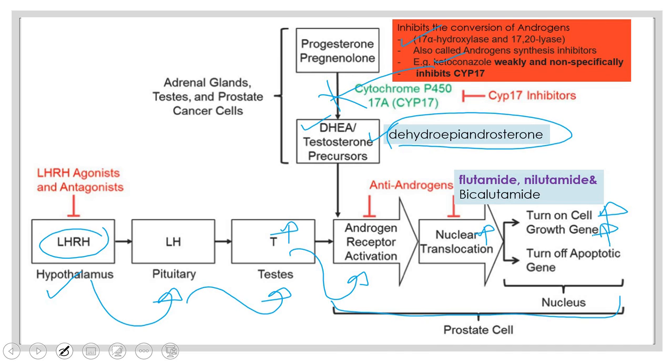So what we have to do is give androgen antagonists or anti-androgen drugs like flutamide, nilutamide and bicalutamide. What will happen? These will attach with the androgen receptors and the activation will be decreased. The translocation will be decreased, and consequently the cell growth will be decreased, and there will be a decrease in the prostate cell size as well.